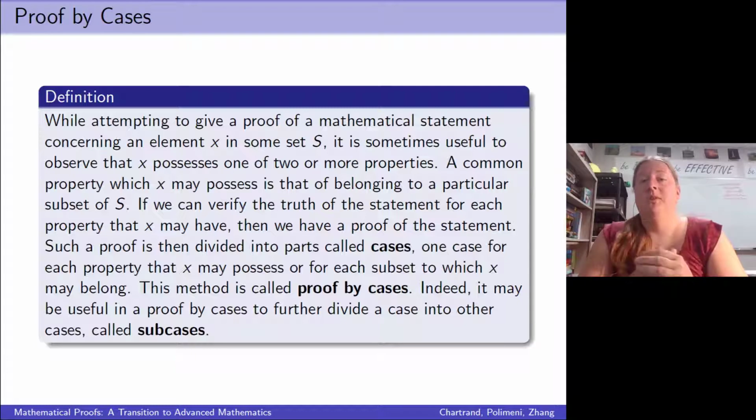An example might help. So sometimes we're asked to prove something about the integers. Now, one of the common characteristics of the integers that we know how to work with is whether the integers are even or if they're odd. So we can actually break the proof of a result about the integers into two cases. So we can have a case where the integer is even and a case where the integer is odd. And then we can use the definitions of even and odd to help us in our proof.